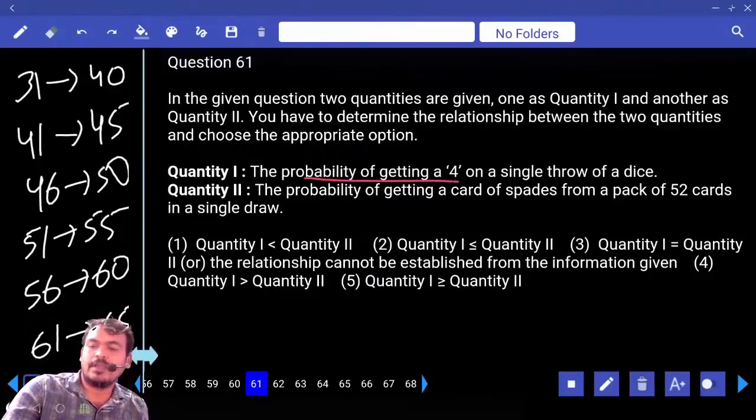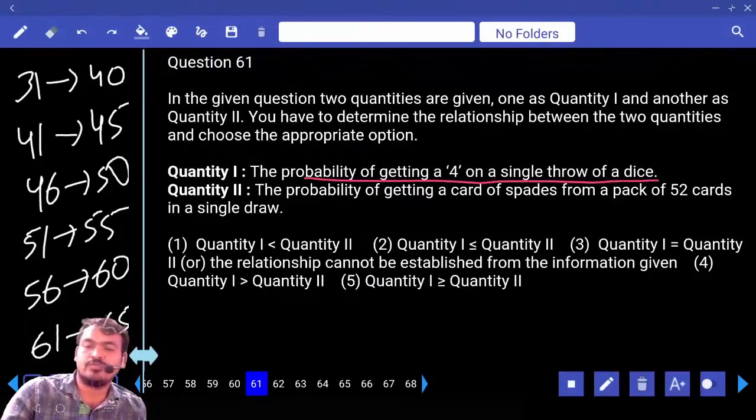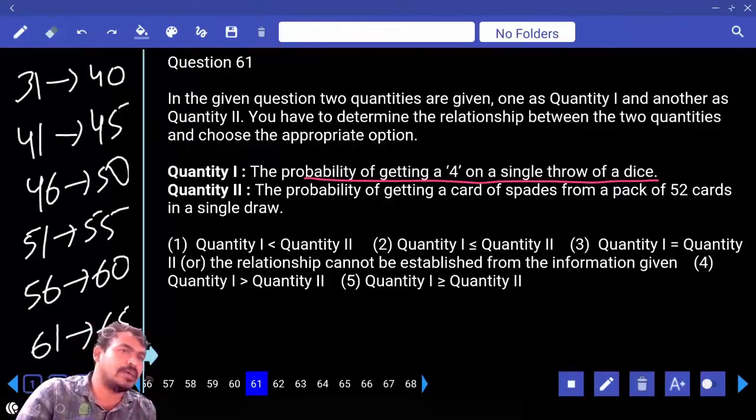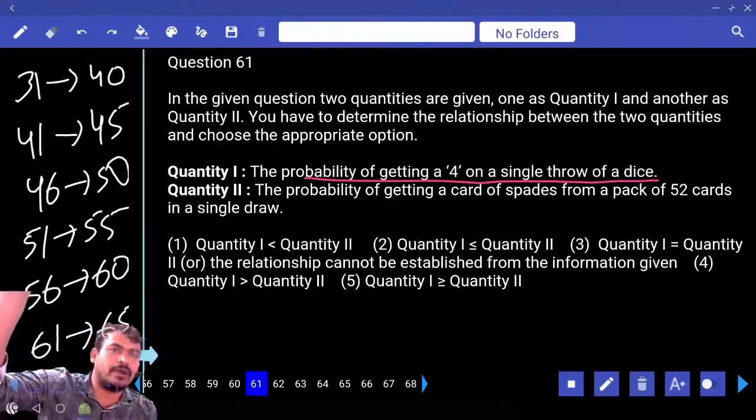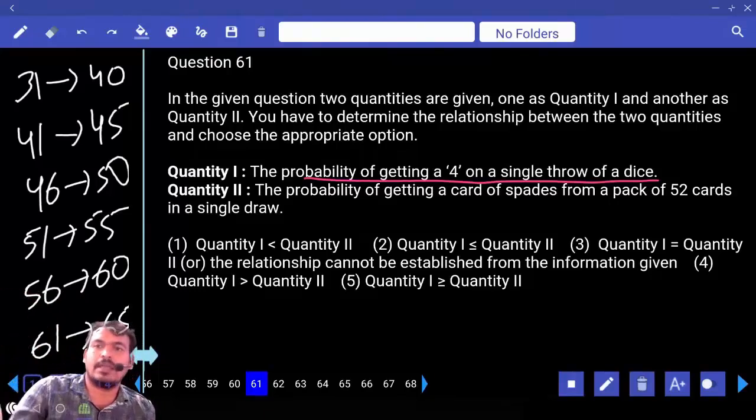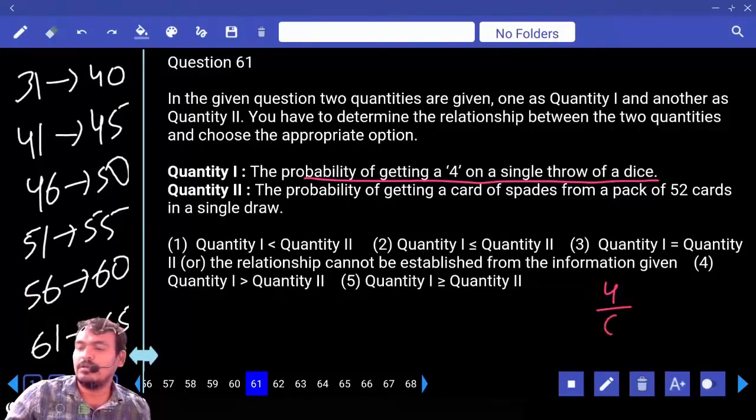The probability of getting 4 on a single throw of which one? Dice. Probability of getting 4 on a single throw of a dice. Dice is nothing but how many chances? 6 chances. But we require 4, so how many times is it taken? 4 upon which one? 6, or not?